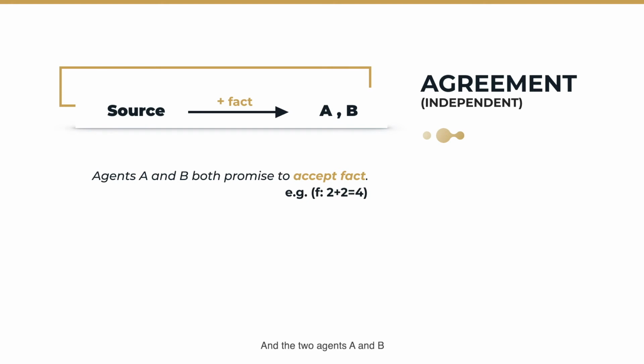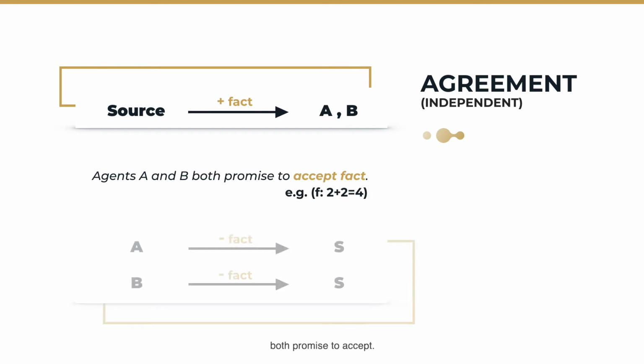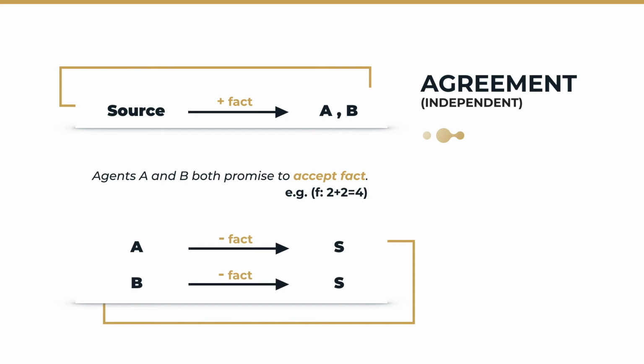We'll use the promise of a fact again by the source, and the two agents A and B both promise to accept. The source S can now assess from receiving these acceptance promises that A and B promise the same thing according to its own standard of assessment, because it can judge both by its own single standard. This is what's meant by calibration, comparing an observation to one's own beliefs.